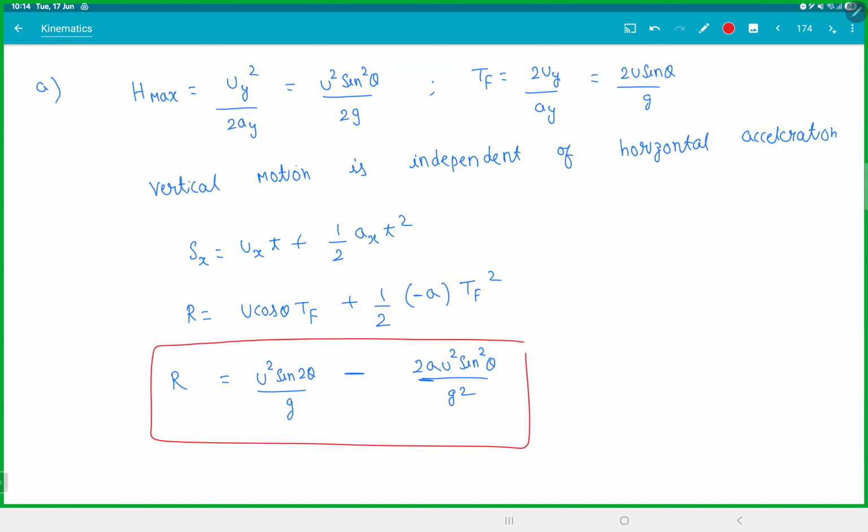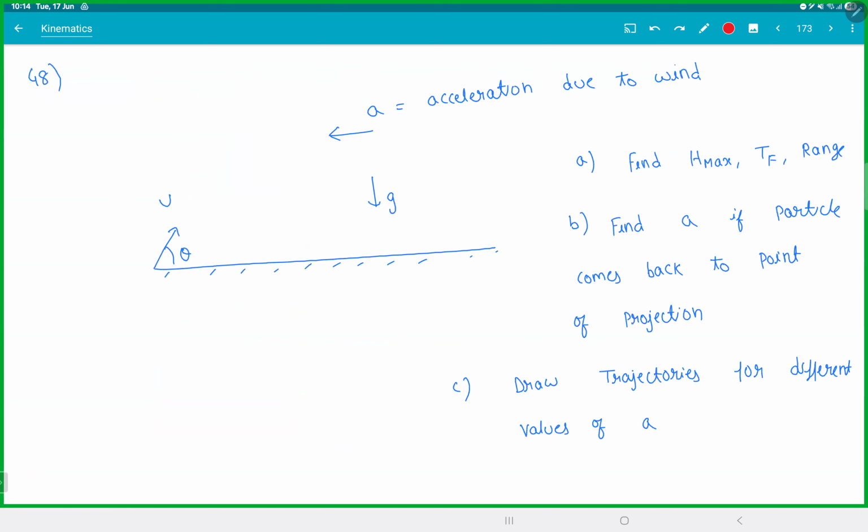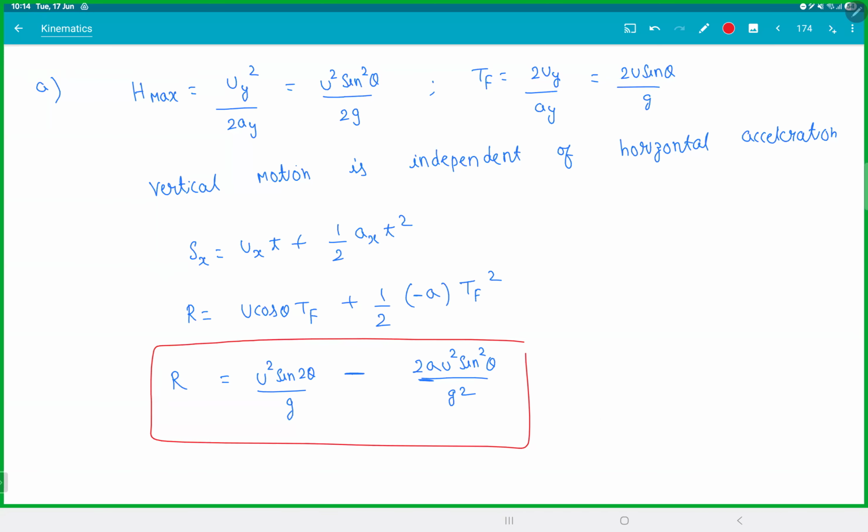All clear with this? What is the B part of the question? Find a if the particle comes back to the point of projection. If it comes back to the point of projection, then what is the range? 0. That means if I put this equal to 0, I'll get a value. So for the B question, it comes back to the point of projection. Therefore, range is 0.